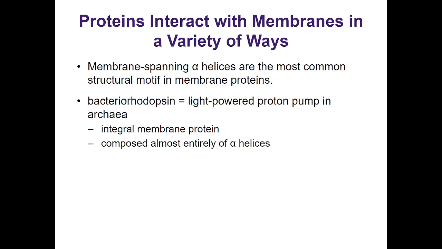So the proteins are going to interact with membranes in a variety of ways. Your membrane spanning alpha helices are going to be one of the most common structural motifs in your membrane proteins. It'll literally be an alpha helix, or usually several alpha helices, to make a rod. It'll have hydrophobic groups around it. And so then it can go through your cell membrane, and you can actually have a multitude of alpha helices making a channel. Okay?